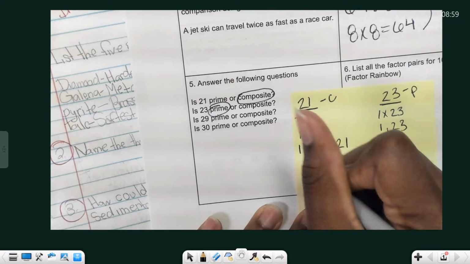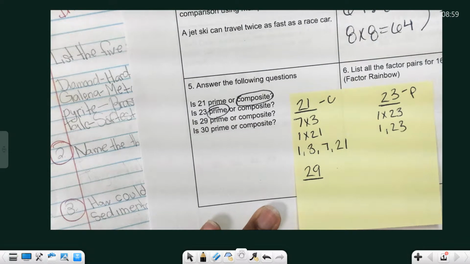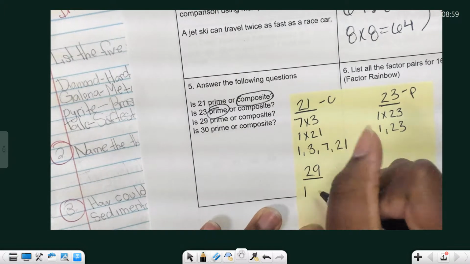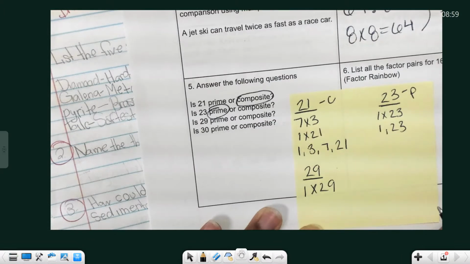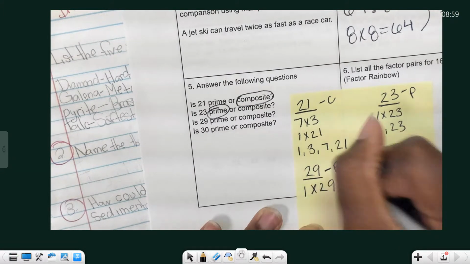Let's look at 29. What's your factor pair? 1 times 29. Can we find anything else that equals 29? No. So that means this one is prime.